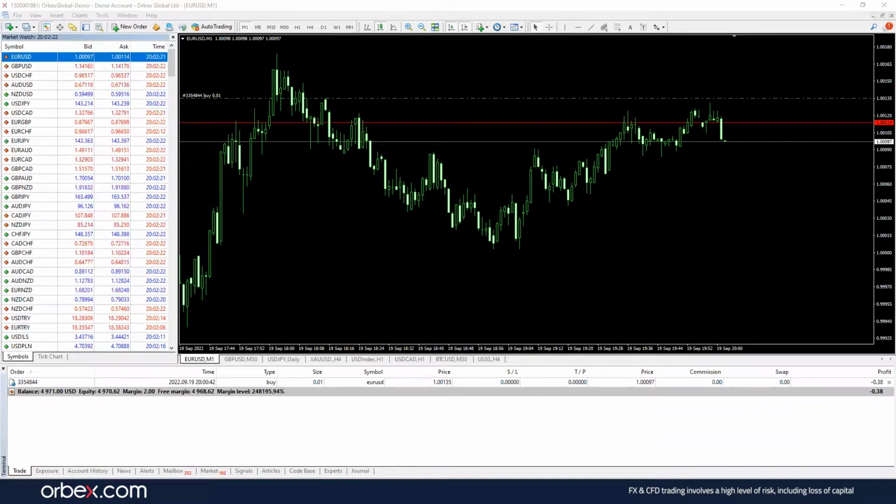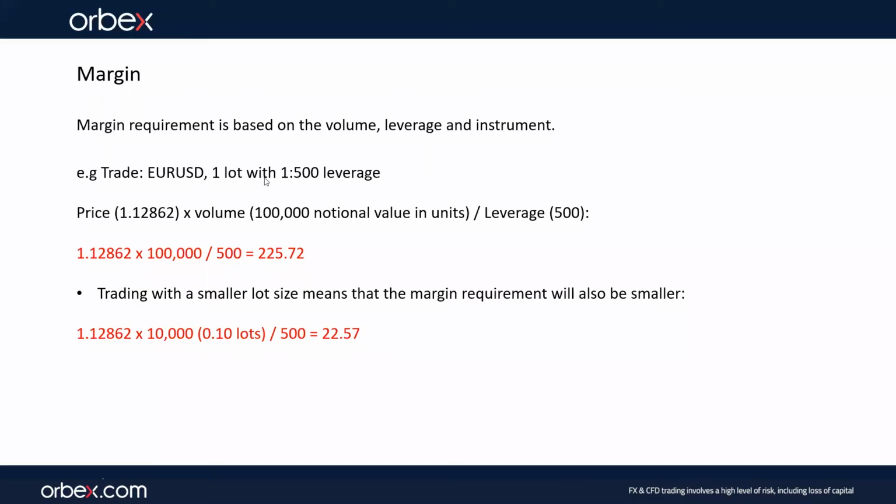So if we go back to our presentation, like I said, the margin requirement is based on the volume, which is the size of the order, the leverage amount, and the instrument that you're trading. I traded on a euro dollar, and I did a 0.01 lot, but this example is on a 1 lot with a 1 to 500 leverage.